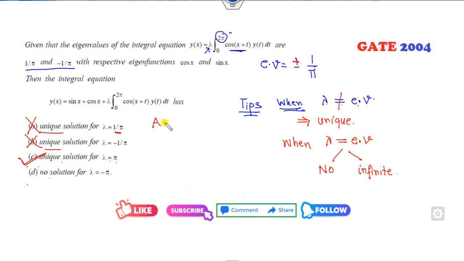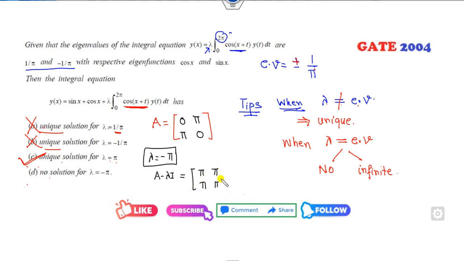Otherwise, if you write a matrix A corresponding to this, fine. So 0, 0, pi, and pi. When I take lambda equal to minus pi, we will see whether it's a unique or no solution. What is the eigenvalue? A minus lambda I will be pi, pi, pi, pi. What is the rank of this matrix? Rank is 1. Fine. So once the rank is 1, what can you say about that? Rank is 1, so we will get a unique solution.